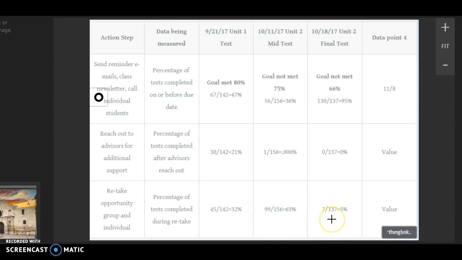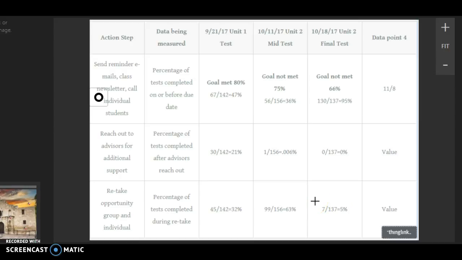And then for the Unit 2 final test, I haven't updated this. I just took my retake yesterday, but I only had 7 so far. But I know that number is going to go up a little bit because I did have a retake yesterday.